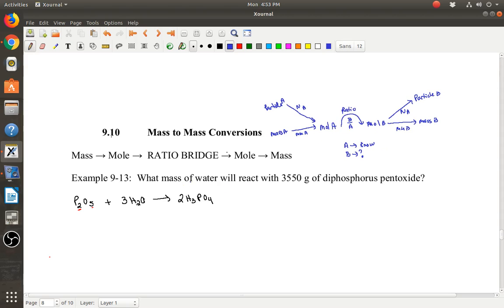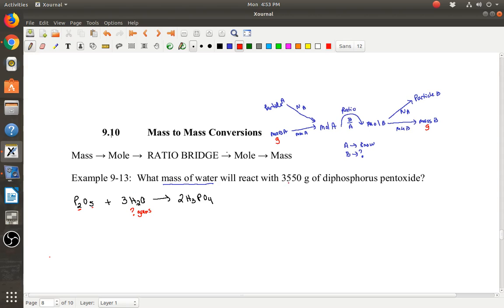So let's read this. What is the mass of water? That's the question. Now, mass is grams. Mass is always in grams, okay? That means the question is here, and we're asking how many grams. You should always put the unit there.